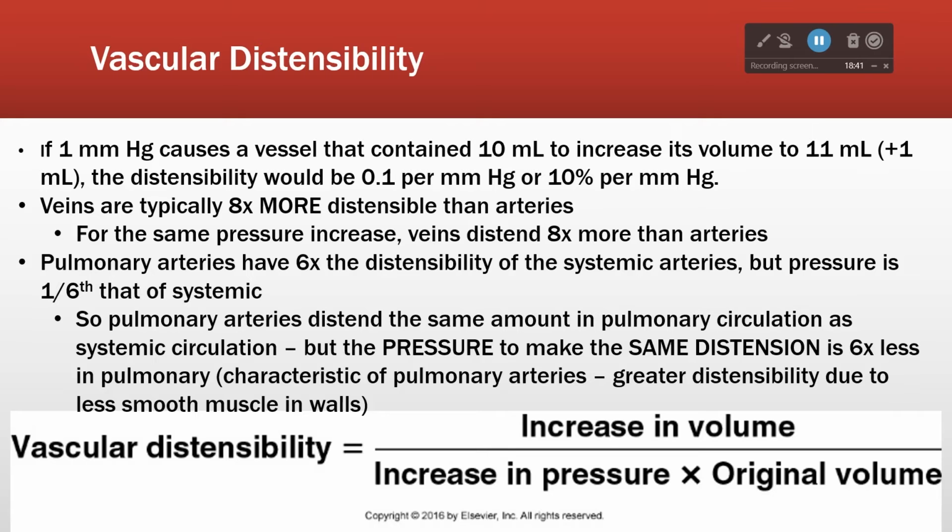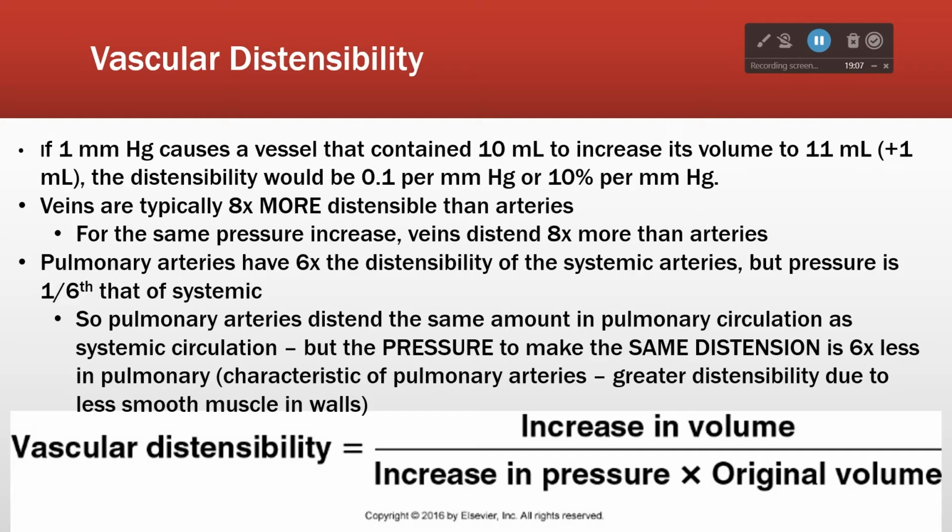And our different pipes are not equivalent in this characteristic. So veins are 8 times more distensible than arteries. This is part of why they contain that 2/3 of the blood at any given time, because they're so distensible. So for the same pressure increase, veins will get 8 times bigger than arteries will. All right, so that's one key difference.